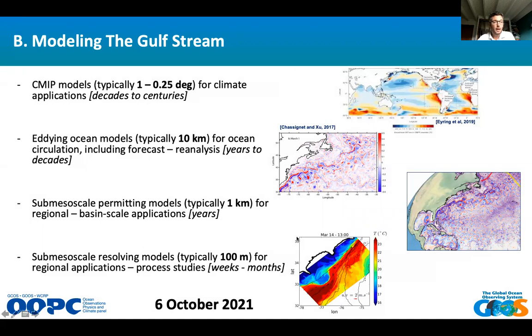Over the past few years, we have also seen the development of global or at least basin scale models, able to reach the upper range of submesoscale, with resolution on the order of a kilometer, that we call submesoscale permitting. And finally, we have limited extension domains, so regional models, which can be submesoscale permitting as well, or submesoscale resolving, when we go to hundreds of meters or less. And these are very useful for regional applications, process studies, and a wide range of applications.